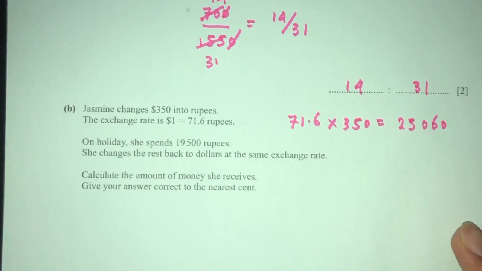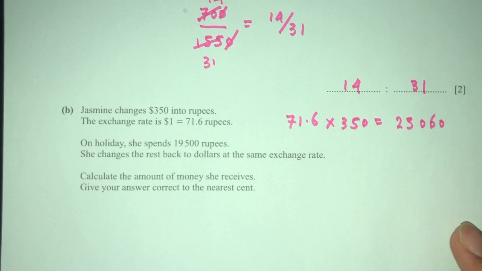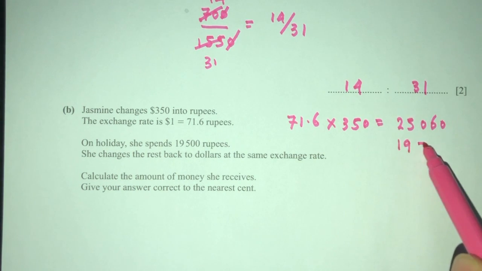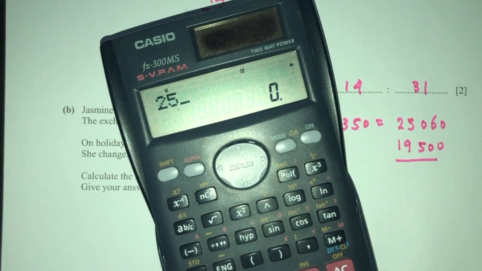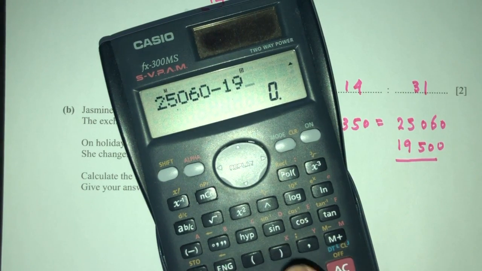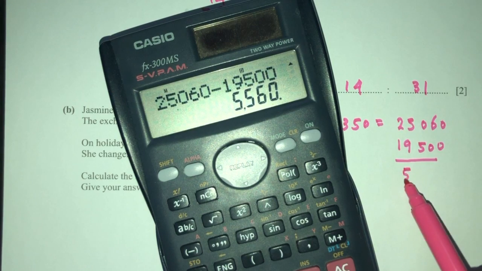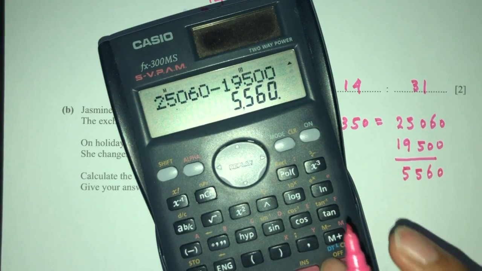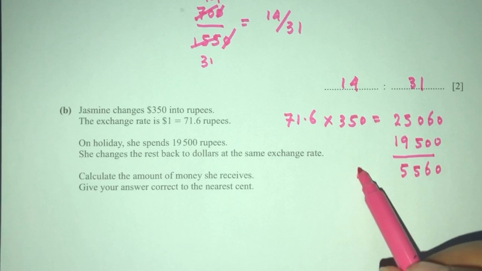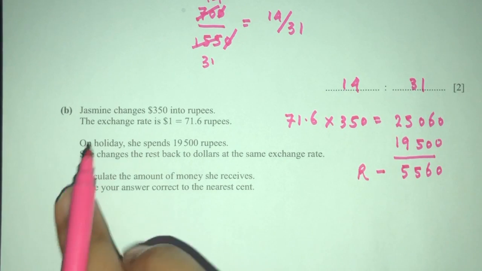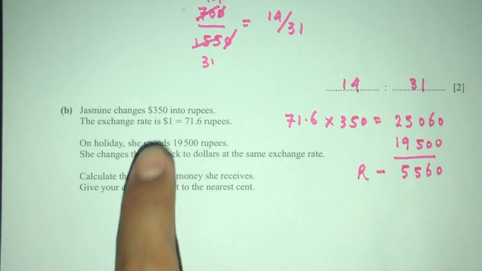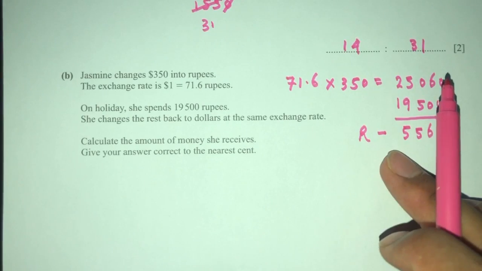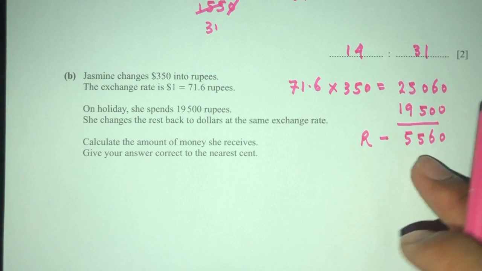Now on the holiday, she spends 19,500. So 19,500 she spends. So how much will she have remaining in her account? That will be, let's find out, 5,560. So that will be the amount that she will have as remaining. Now, she changes the rest back to dollars at the same exchange rate. So same rate is this one. So now she has rupees. She has to change this one back to dollars.